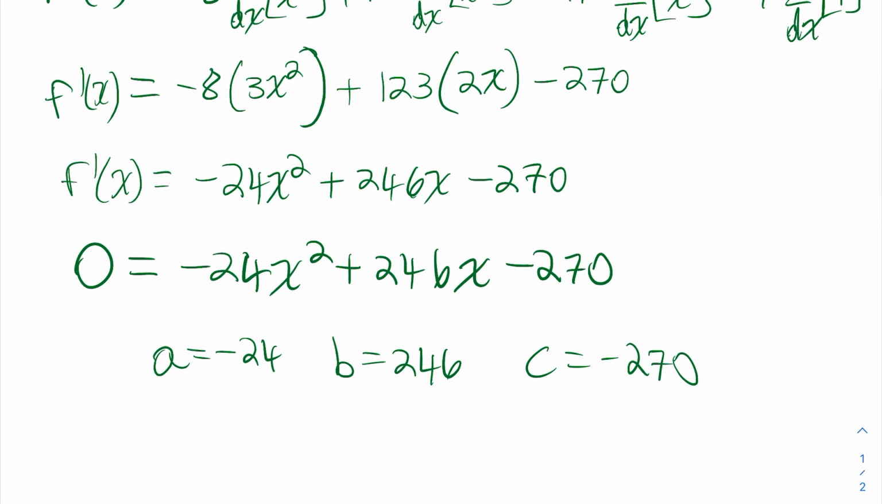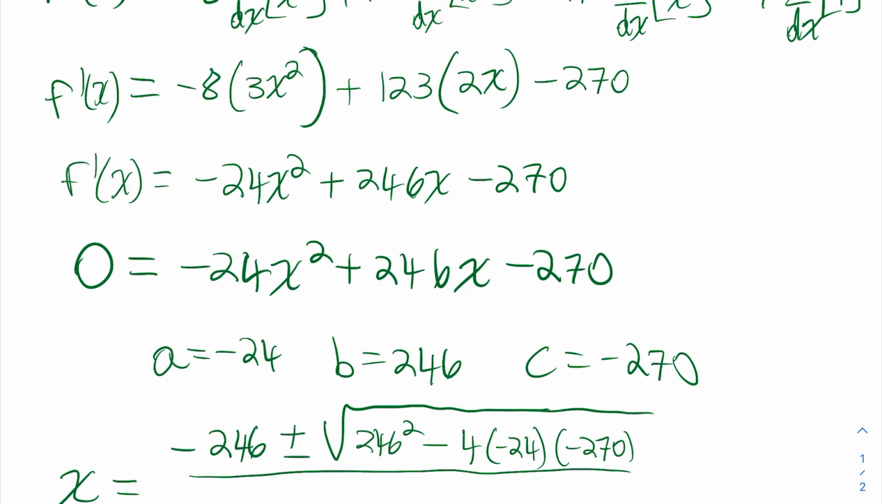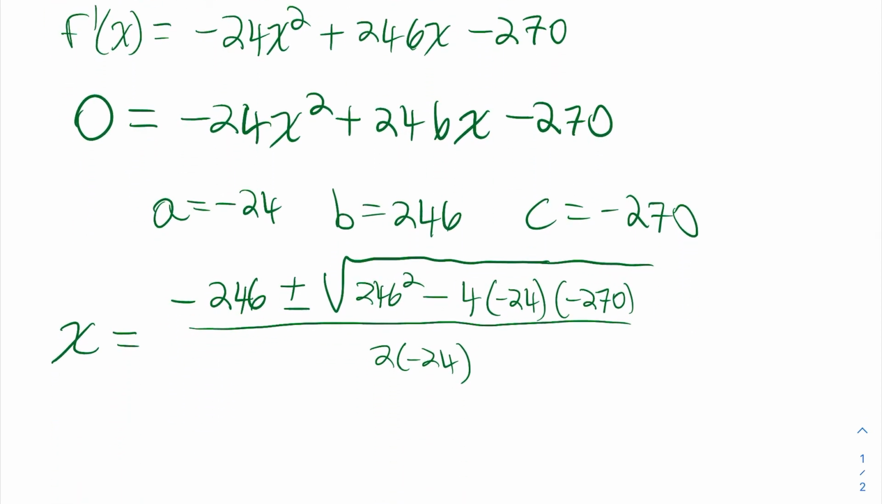So I'll just go through here and let me see. So the x values that I'm looking for, the critical points, are going to be negative 246, which is b, negative b, plus or minus the square root of b squared, which is 246 squared, minus 4 times a, which is negative 24, times c, which is negative 270, and that's all divided by 2 times negative 24. Alright, so that's negative b plus or minus the square root of b squared minus 4ac, divided by 2a, the quadratic formula.